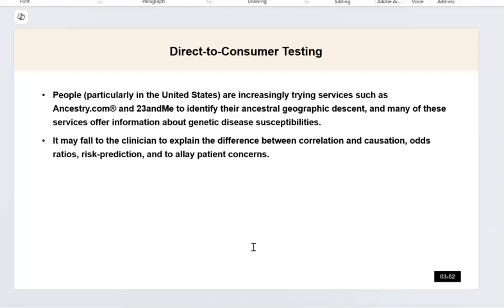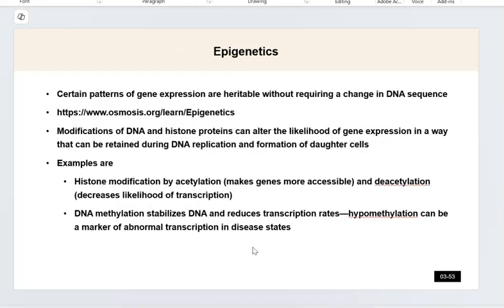We have the direct-to-consumer testing. There's some interest in that. It may fall to the clinician, though, to explain the difference between correlation and causation, odds ratio, risk prediction, and to allay patient concerns. All right.